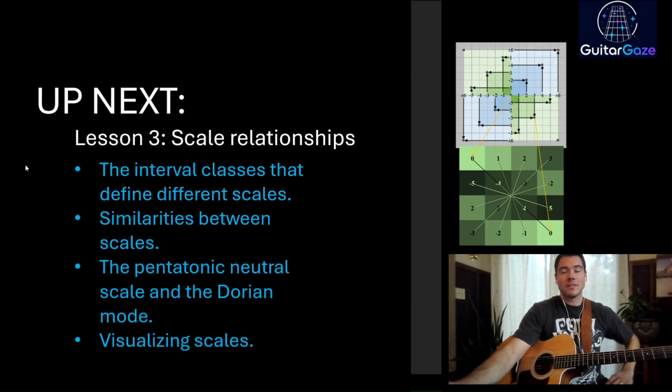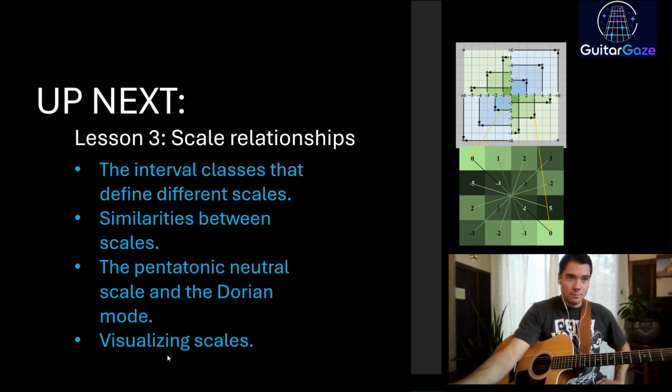Up next in lesson 3, we're going to get deeper into scales, talk about scale relationships. We're going to look at the interval classes that define different scales. We're going to look at the similarities between scales. We're going to, again, spend more time on the pentatonic neutral and Dorian mode. And then we're going to look at some more visual tools for visualizing the scales.